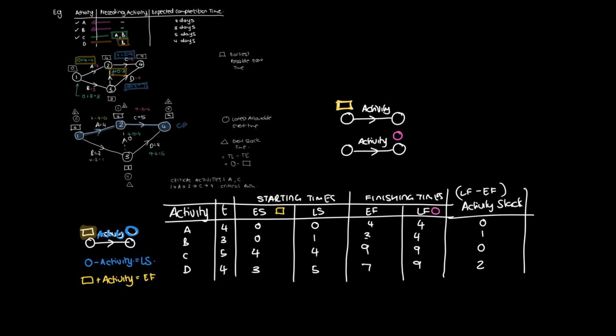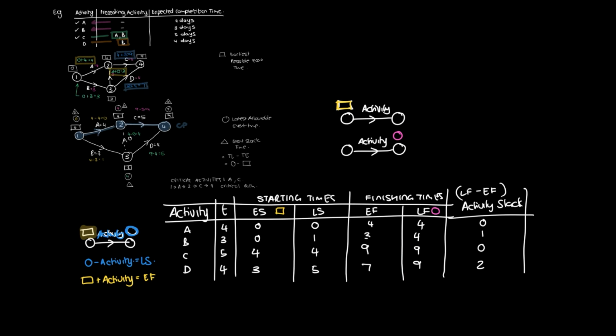Then we filled in our latest start times. Again, we had the activity there, the starting event and the ending event. Our latest start time was taking the latest allowable event time of the ending event of that activity, minus the activity's duration, and that gave us our late start time. So it's this equation over here. We filled that in.